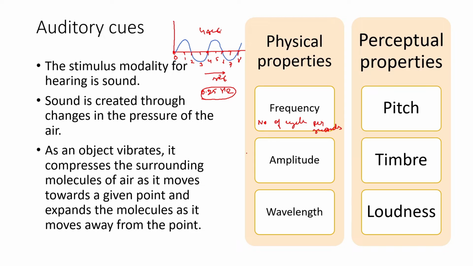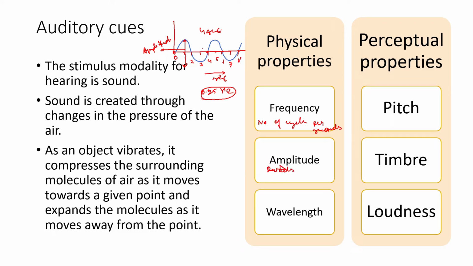Amplitude talks about the distance between the peak of the crest and the trough. So this is the height, the entire amplitude. It is the distance between the high point and the low point. This is how big the wave is, and it is measured in decibels.